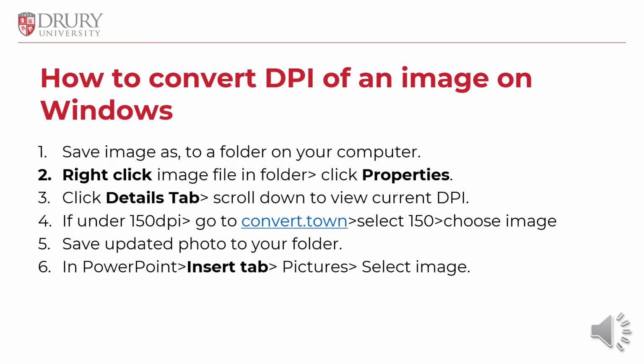So now let's talk a little bit about how to make sure you have those high resolution images. Like I said, all images need to be at least 150 dpi. So I'm going to show you a quick video on how to do that in Windows as well as how to do it on a Mac.